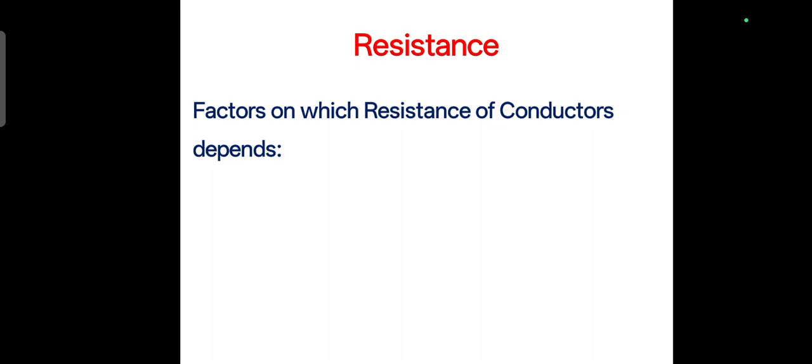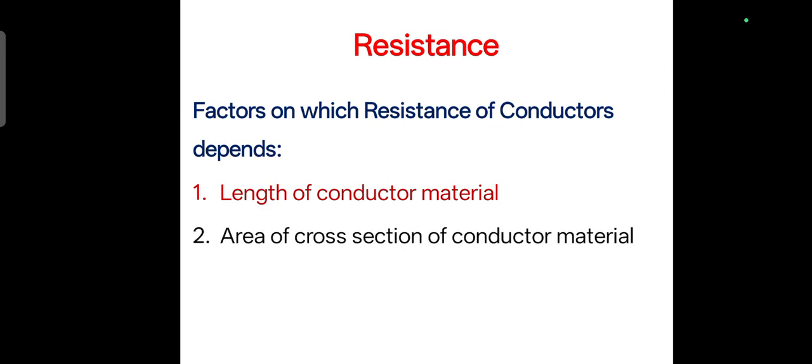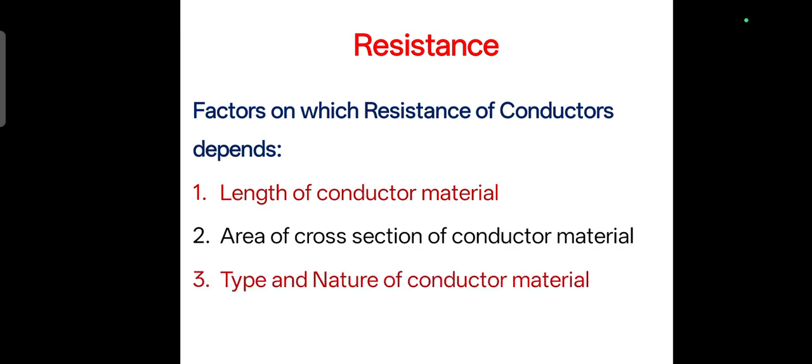Now, on which factors is resistance dependent? The factors on which the resistance of a conductor depends are, first, the length of the conductor, second, the area of cross section of the conductor material, third, the type and nature of the conductor material, and last, the temperature. Let's discuss these one by one.